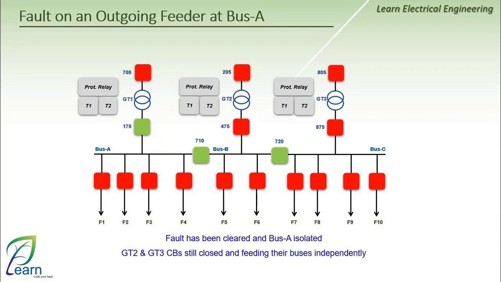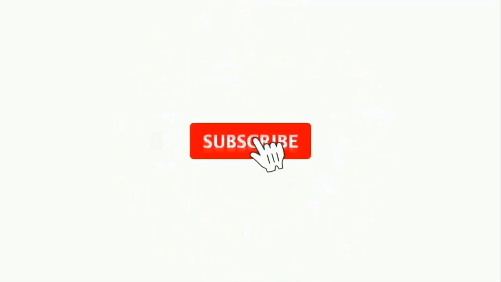However, bus bar B and bus bar C will continue to operate normally, and the loads will be shared between them differently. With this, folks, we have completed the application.